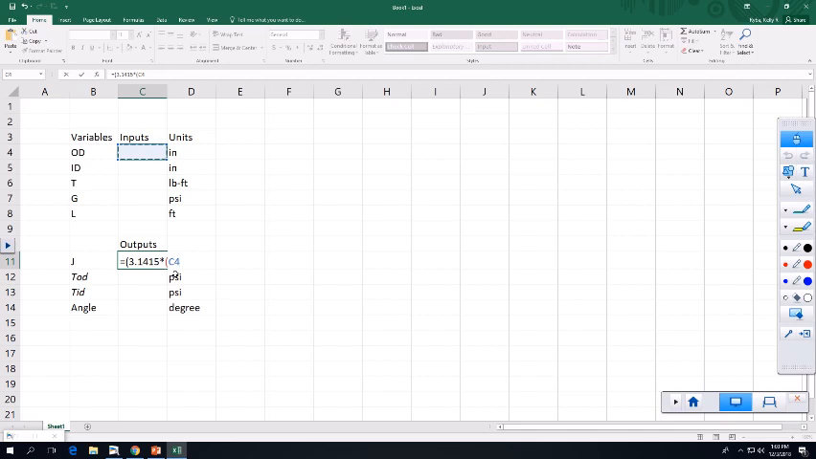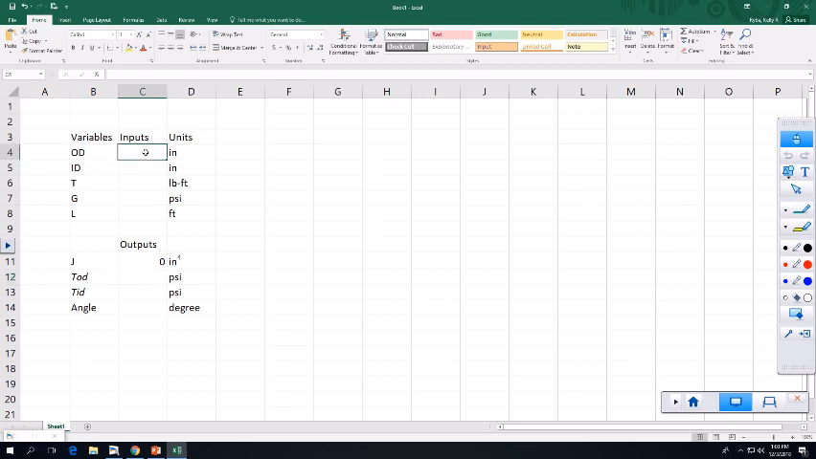Then I'm going to do the power. Now this is the shift 6 key, to the 4th power. Okay, and then I'm going to do minus the ID, which is here, C5, to the 4th power, closed parentheses, and then closed parentheses one more time to get it as the top line, and then divide by 32. And then once I hit enter, I get 0. Why did I get 0? I have nothing in my cells.